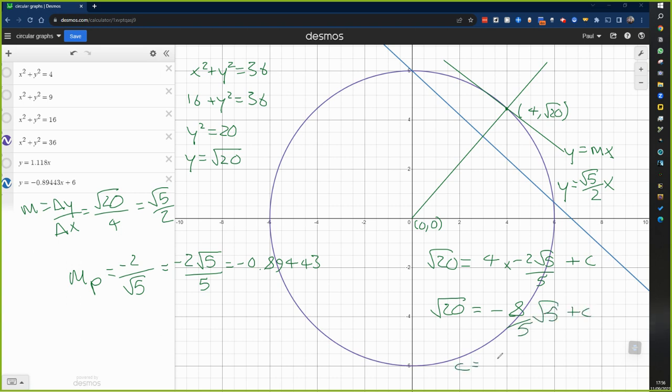So c is equal to root 20. I can see this is not going to be exactly 8, but we know it's going to be near 8. Root 20, and then I'm going to add this to both sides. So add 8 over 5 root 5. So I'll tap that into my calculator and I'll see what we get. I'll just pause the video while I'm doing that.